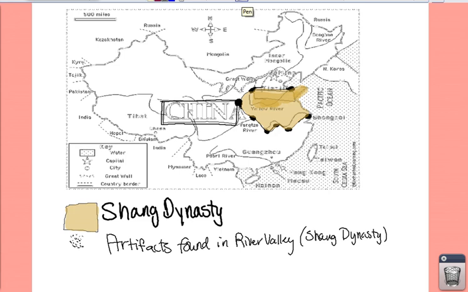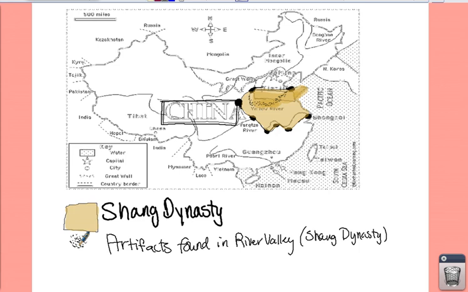Okay, now, they say they found those artifacts somewhere around the river. So right around the Yellow River, I'm just going to make little dots. Now I'm sure that they found artifacts in other areas close to the river as well, because there had to be artifacts found in the dynasty. Alright, so then I'm going to make little dots down here, and I'm going to say artifacts found in the river valley, Shang dynasty.